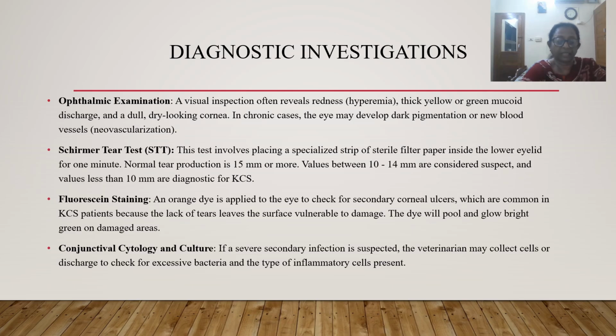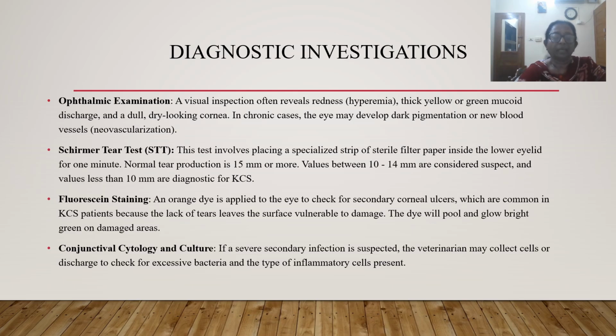In chronic cases, the eye may develop dark pigmentation or new blood vessels, neovascularization. Then Schirmer tear test. This test involves placing a specialized strip of sterile filter paper inside the lower eyelid for 1 minute. Normal tear production is 15 mm or more. Values between 10 to 14 mm are considered suspect, and values less than 10 mm are diagnostic for KCS.